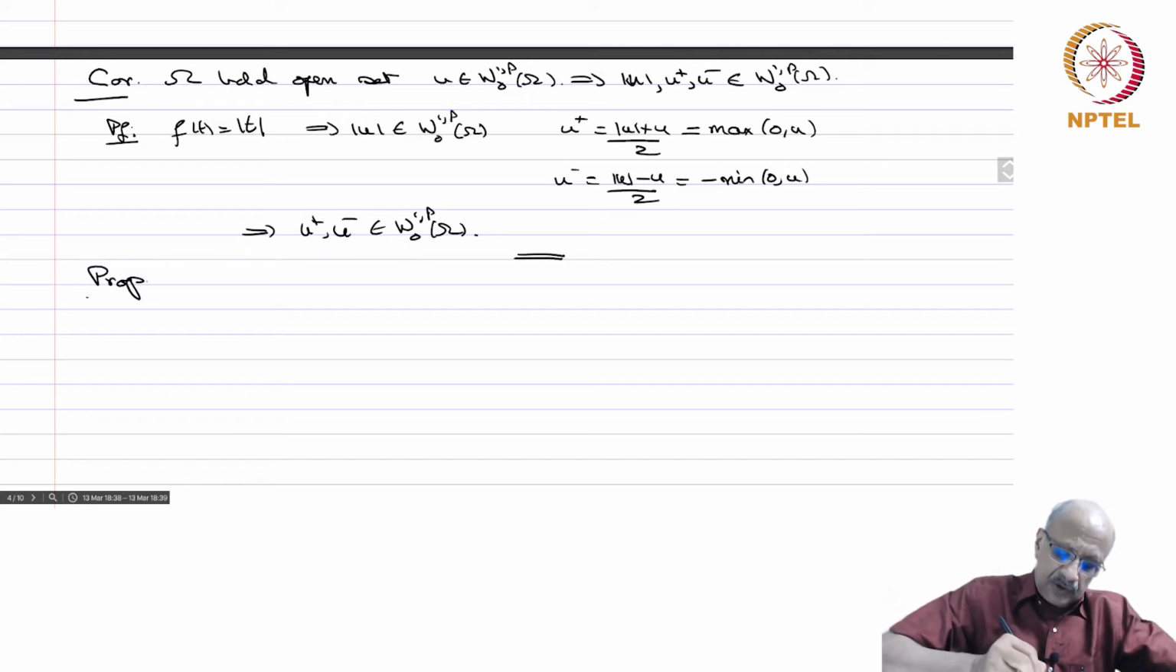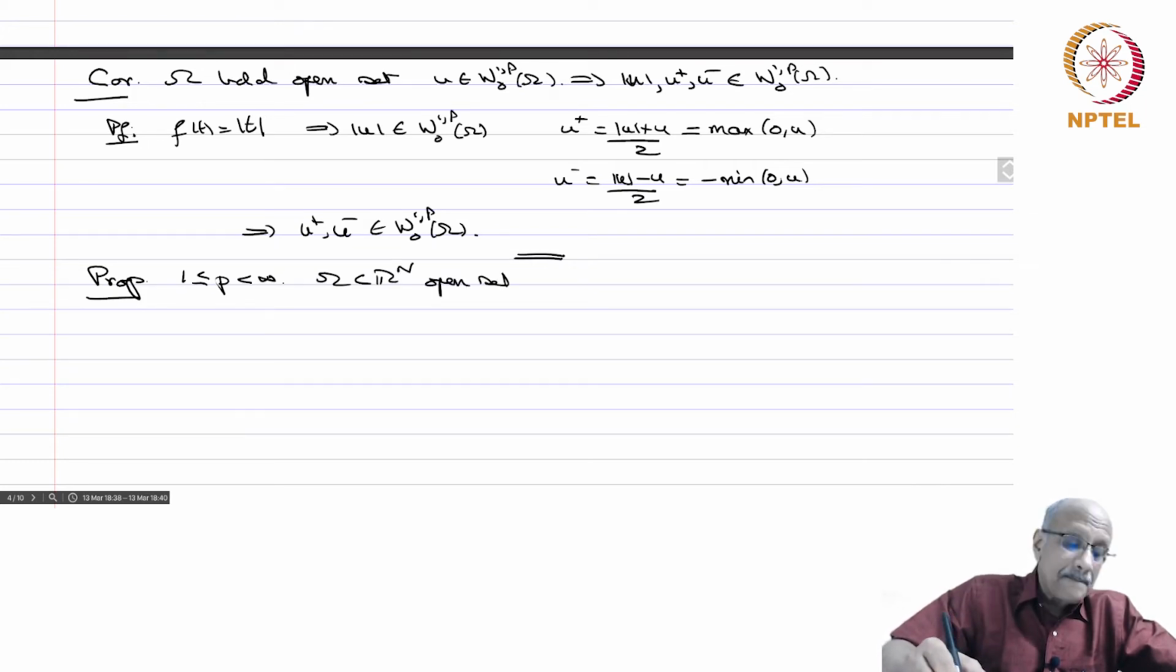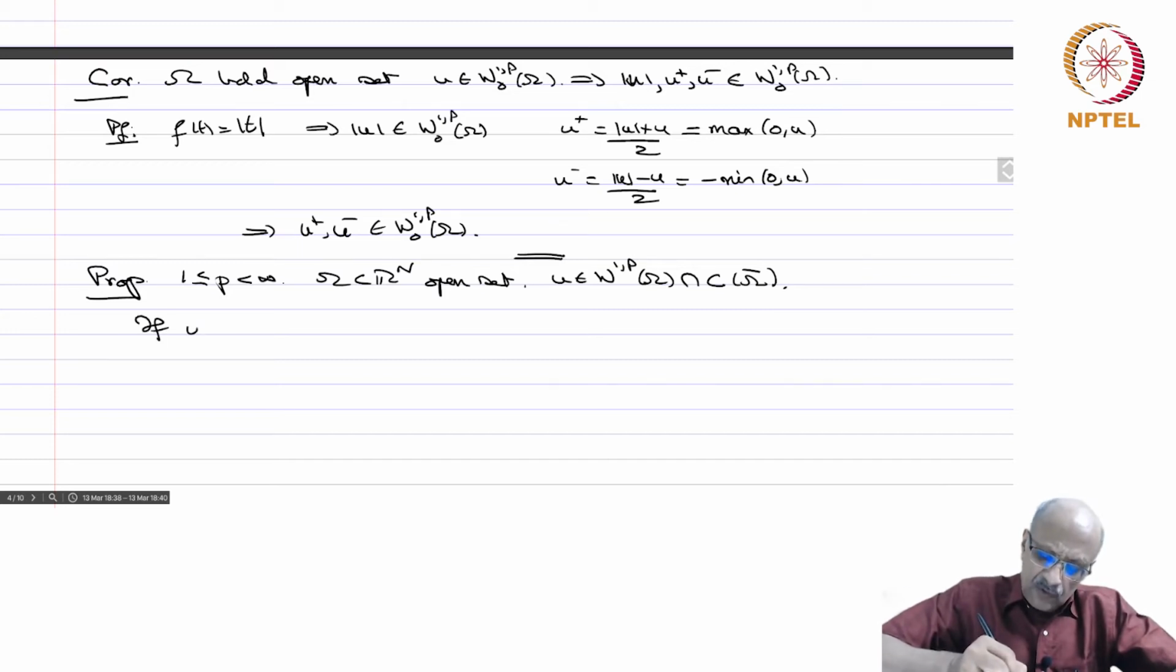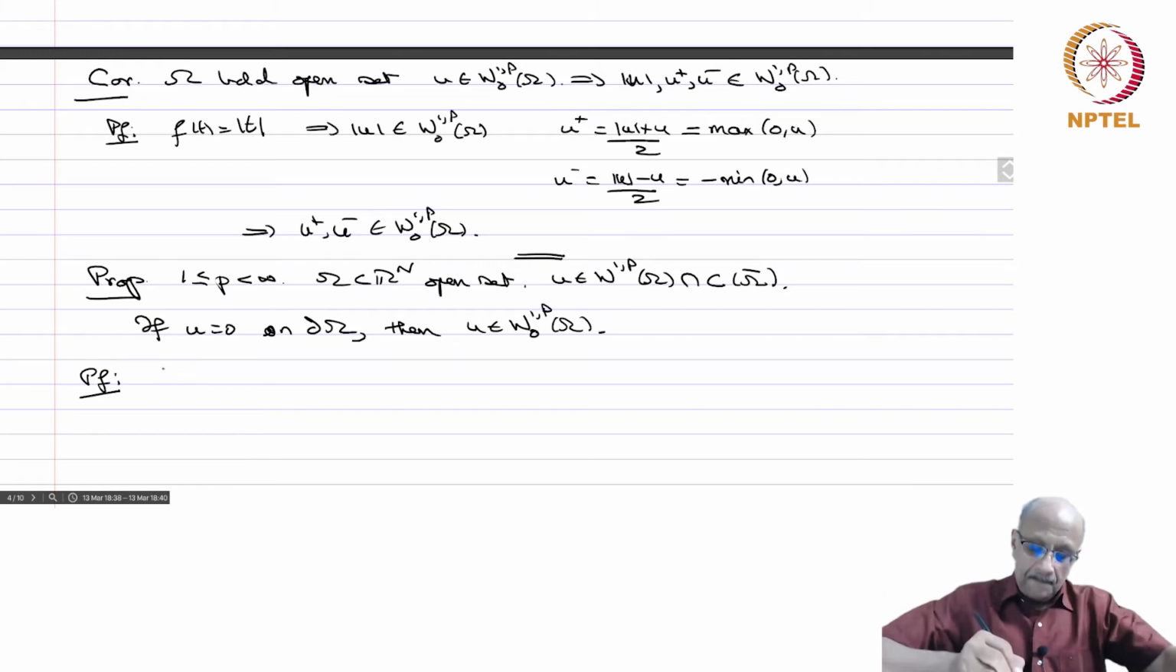Now one more proposition. Let 1 less than or equal to p less than infinity, omega contained in R^n an open set, and u in W^{1,p}(omega) intersect C(omega bar). Let us assume that u is a continuous function on the closure. So, if u vanishes on the boundary, then u belongs to W_0^{1,p}(omega).